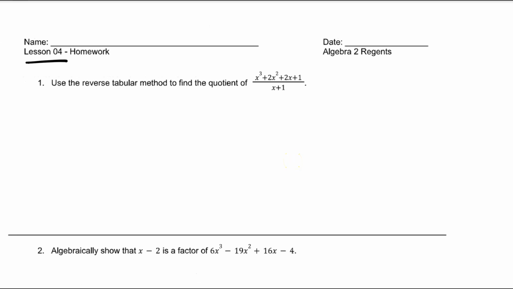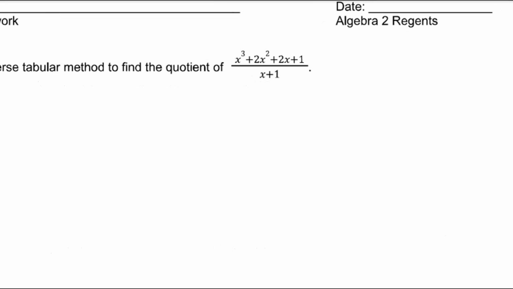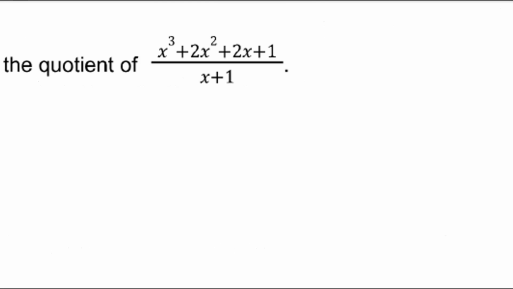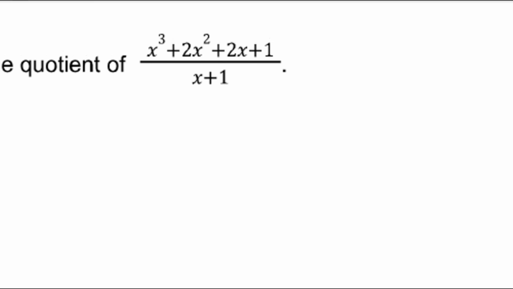In this video, I'm going to go through the Lesson 4 homework questions for reverse tabular in case you had any questions. So for the first one, we want to use reverse tabular to find this quotient, dividing this degree 3 polynomial by this degree 1 polynomial.